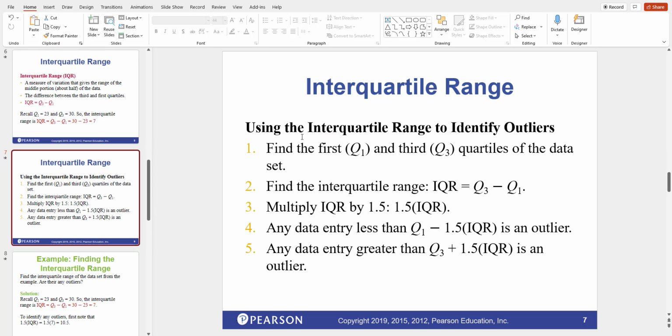We can use the IQR to identify outliers. So in order to do this, first you have to find Q1 and Q3, and then you calculate your IQR. You're going to multiply the IQR by 1.5. So it's 1.5 times the IQR. Any data entry less than Q1 minus 1.5 times IQR is an outlier. Any data entry greater than Q3 plus 1.5 times the IQR is an outlier.